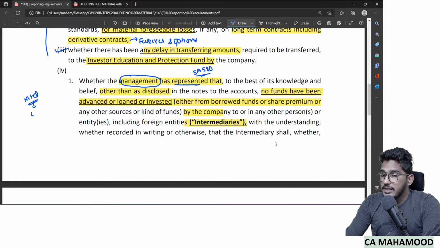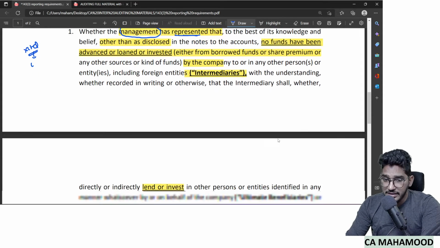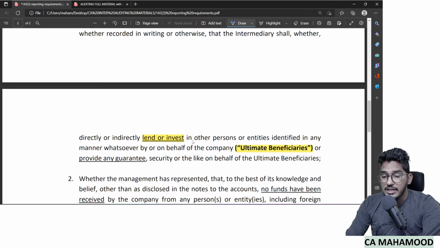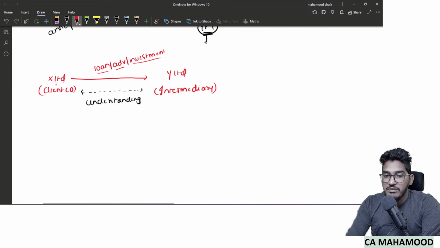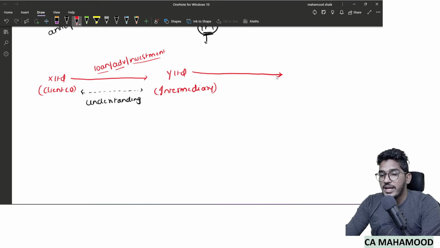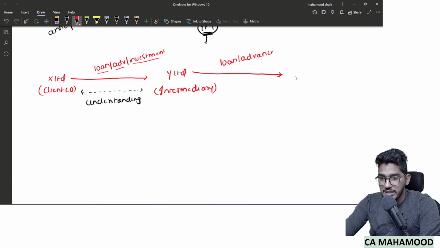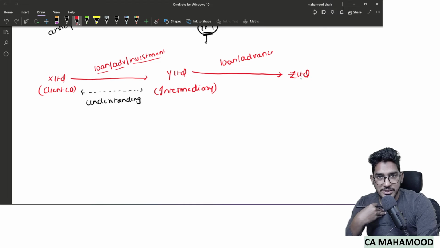So that intermediary shall, whether directly or indirectly, lend or invest in other persons or entities identified in any manner whatsoever by or on behalf of the company. So the understanding is, whatever money my client company has given to Y Limited, there is an understanding that Y Limited will go and give this money as either a loan or advance to some other company, say for example Z Limited, who will be identified by my client company.